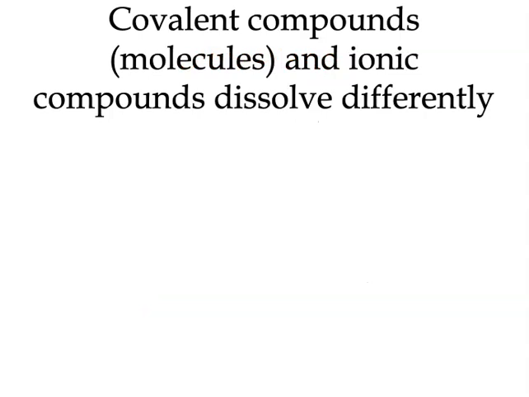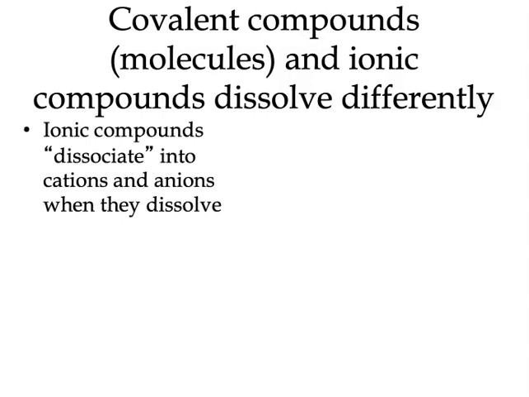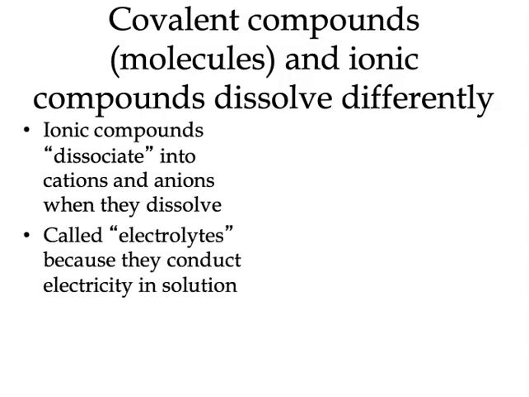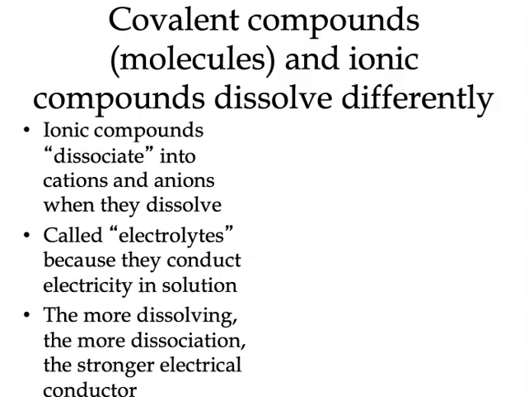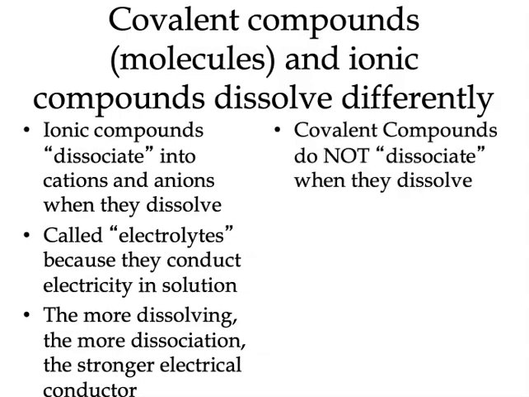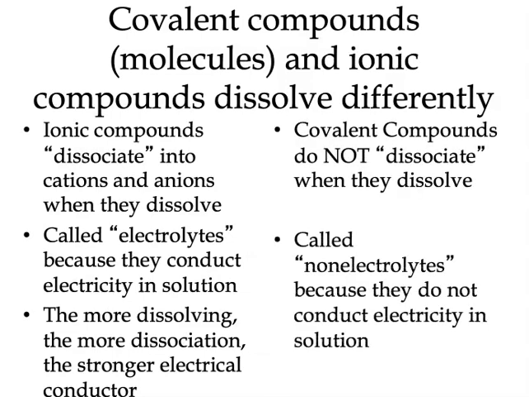So one thing that you really need to know about is this idea that covalent compounds and ionic compounds dissolve differently, even when their polarities match. Ionic compounds always dissociate, right? That means they break apart into cations and anions. Those are called electrolytes because they conduct electricity in solution. And it turns out that the more you dissolve, the stronger an electrical conductor you have. Covalent compounds do not dissociate when they dissolve, and for this reason they're called non-electrolytes because they don't conduct electricity in solution.